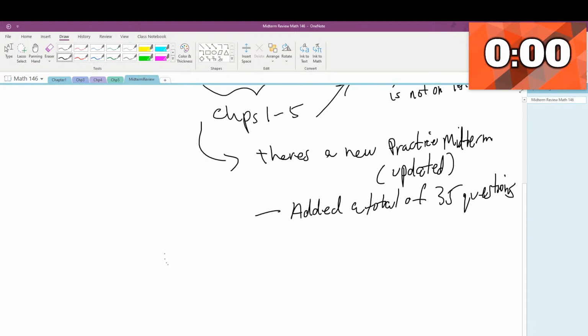I will say that the practice midterm doesn't count. So even if you do get a score on it, that score will be eliminated. It will not count at all.